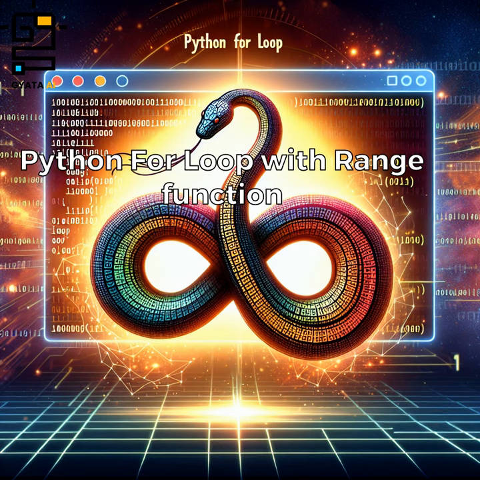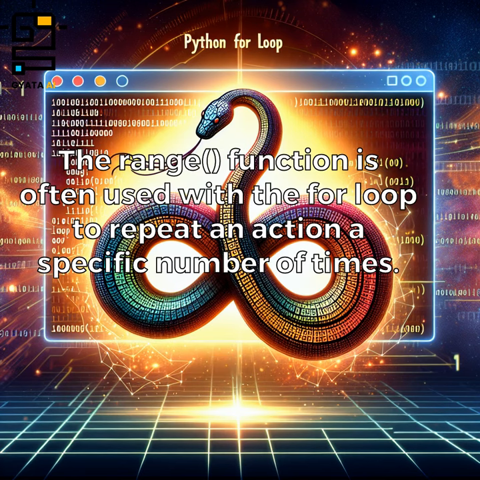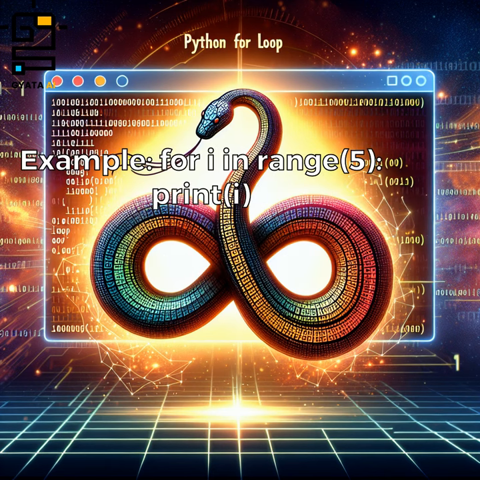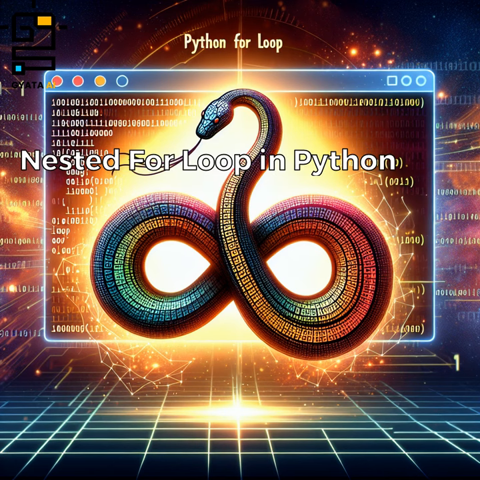Python for loop with range function. The range function is often used with the for loop to repeat an action a specific number of times. Example: for i in range(5).